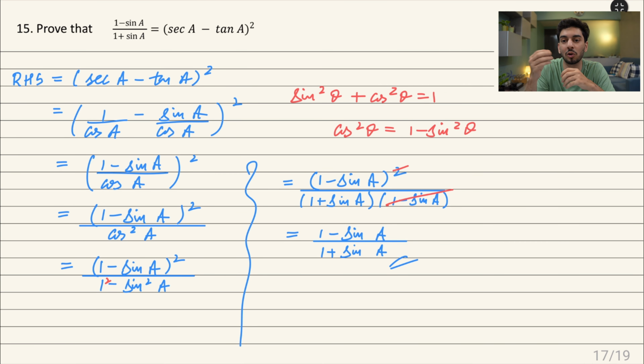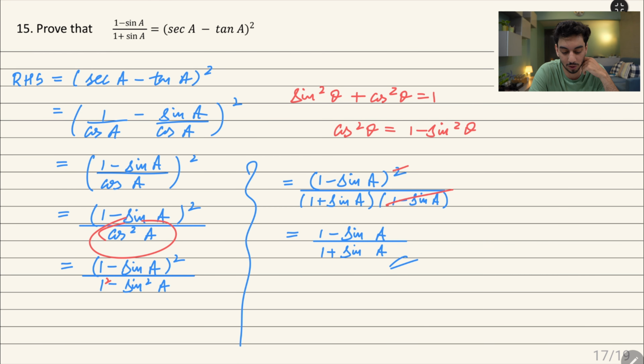Because I could see that in this step there is a cos square and I don't need a cos in my answer. I need a sine in my answer. So I thought, okay, let's get rid of the cos directly, because I see a cos square which can be written as 1 minus sine square. So that is what it became, 1 minus sine square A.